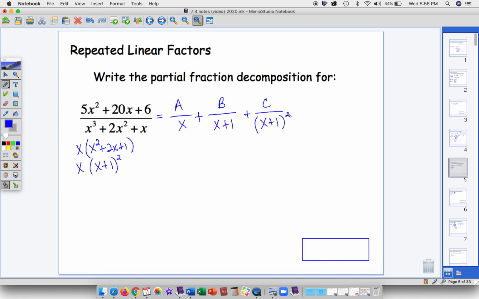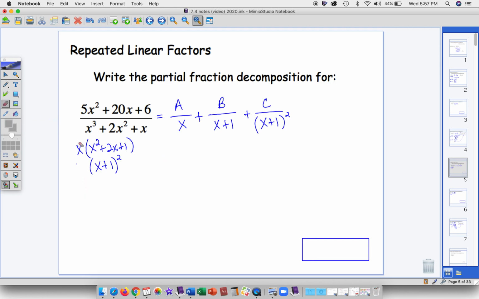Now you may be saying, well, wait a minute, if we multiply this out, it's not linear anymore. What you put in the numerator depends upon the degree of the factor. Okay, the fact that it's being repeated does not change what goes in the numerator. So even though this is a repeated factor, the factor itself is linear, which means we put a constant in the numerator. Okay, now we're going to multiply through.